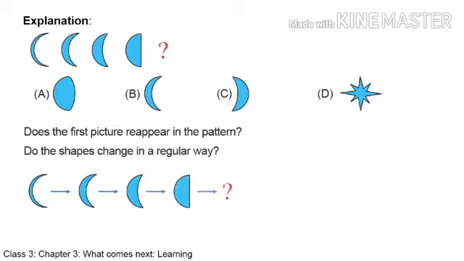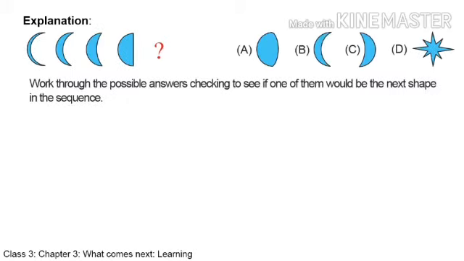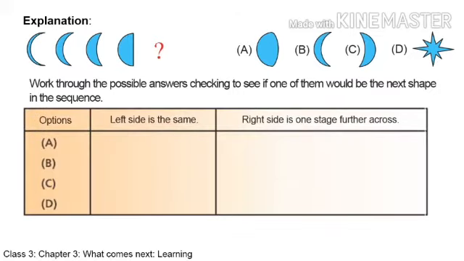The line on the right-hand side of the shape moves across, while the line on the left-hand side remains the same. Now you know how the shapes are changing. Let's check each answer to know if one of them would be the next shape in the sequence. For this sequence, you are looking for a shape in which the left-hand line is the same and the right-hand line is one stage further across.